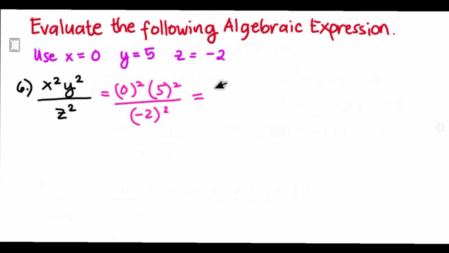So, next is 0 squared. Kanina, solve na natin. 0 times 0 is 0. Times, ang 5 squared ay 25. Kasi 5 times 5, 25. And then, negative 2 squared. So, negative 2 times negative 2, the answer is positive 4. So, 0 times 25 sa taas, that will be 0. Any number multiplied to 0 will always be 0. So, over 4. 0 divided by 4 is 0. So, kung ang dividend natin is 0, laging ang sagot ay 0.